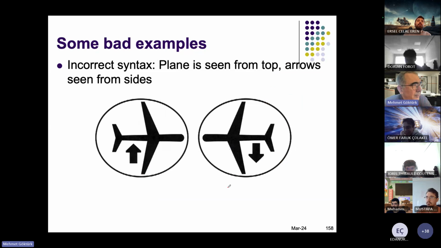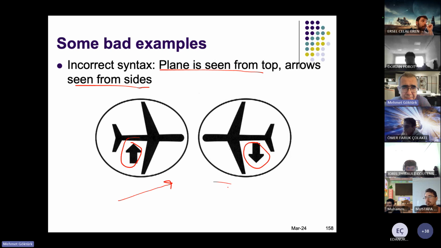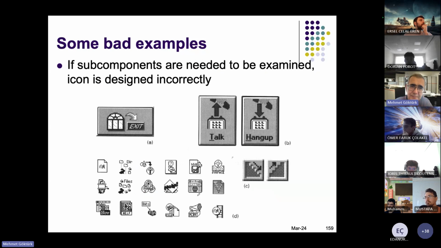This is another example from an airport. Departing planes, incoming planes, outgoing planes. So there is an arrow. But the problem is the plane is seen from top, arrows seen from sides. So you have to have plane going up, plane going down, images taken from sides, not from top. This is another incorrect design example.